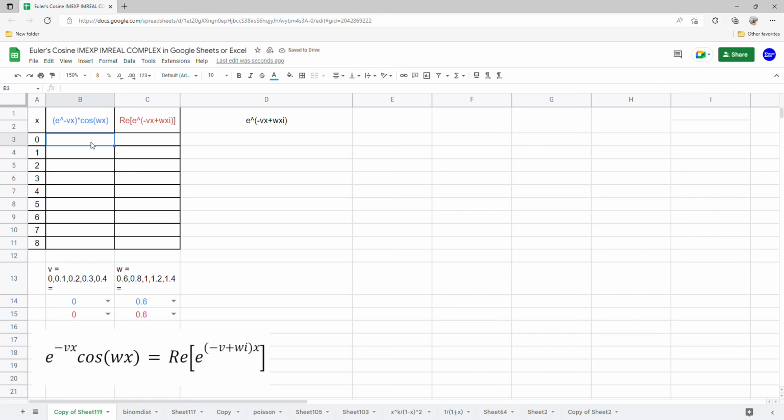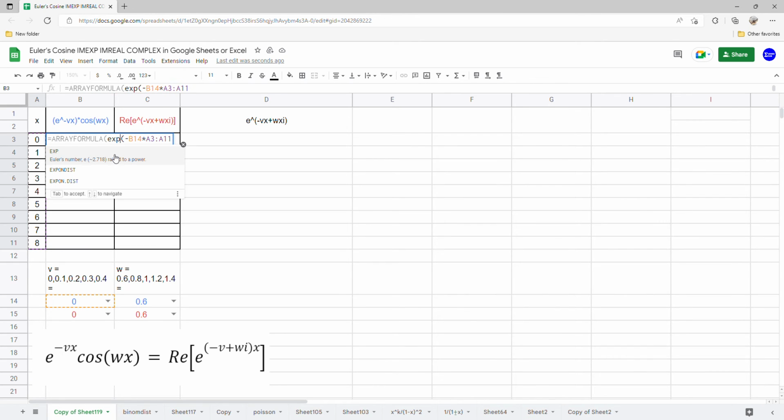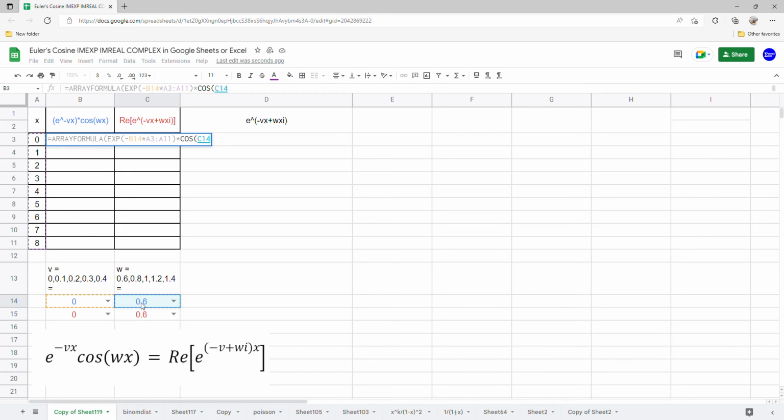Now the dataset of the decaying cosine, which is array formula, minus Vx, so minus V times x. That's the exponent. So exponent minus Vx. That's the first part. The second part, cosine Wx, so times cosine W times x.